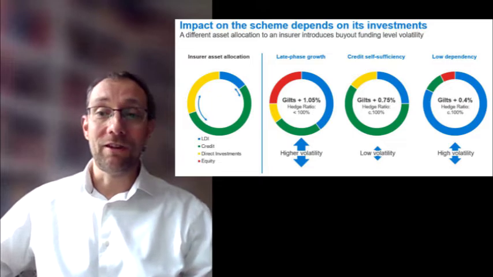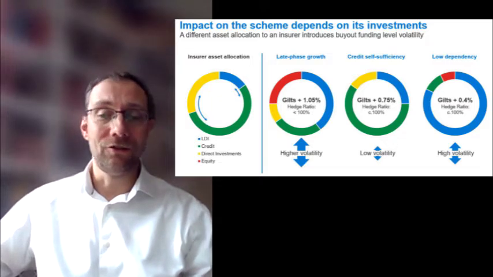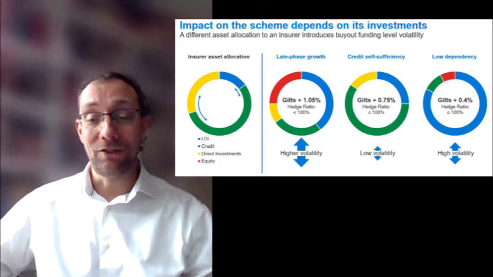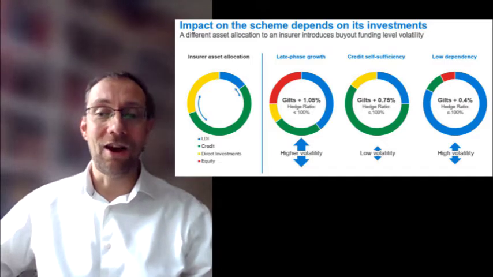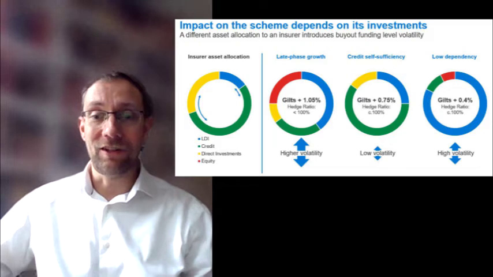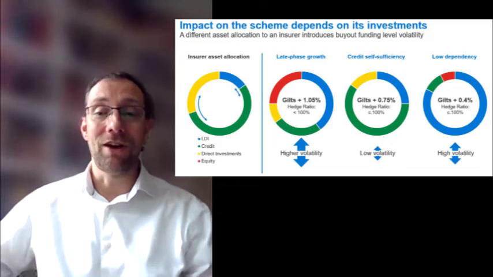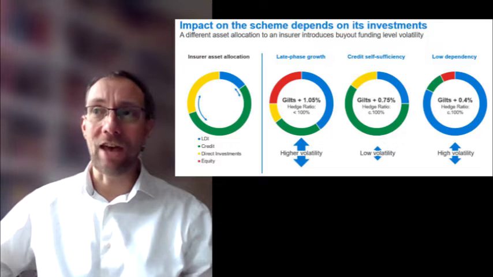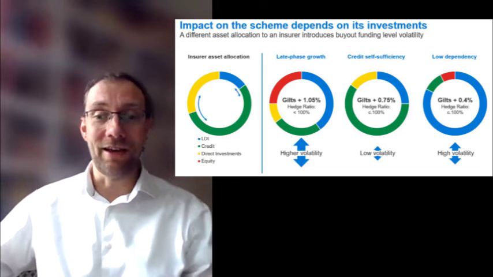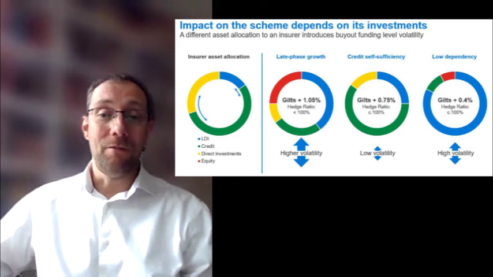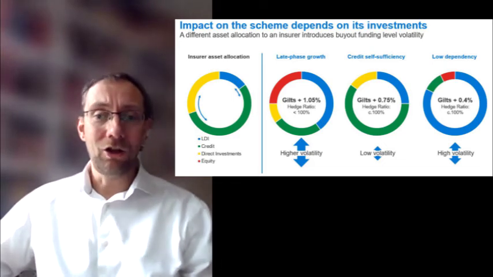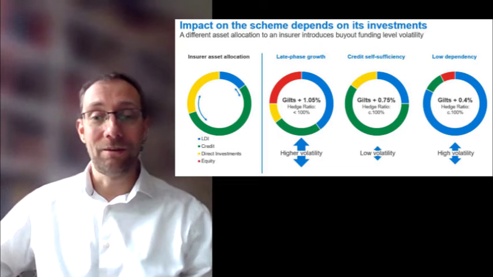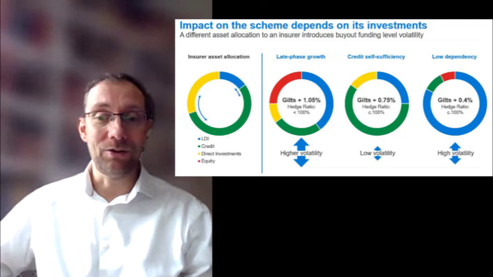So on the chart, we show three illustrations, one being a late phase growth pension scheme that's heading towards endgame and still has a relatively high investment target, a relatively high allocation to equity, but still diversified into credit with a relatively high hedge ratio. The second is a credit self-sufficiency portfolio, which is reaching their own endgame of seeking runoff over time. And they're invested a lot like an insurer, in fact, investing in similar assets such as credit and LDI, but with a lower or zero allocation to equity.